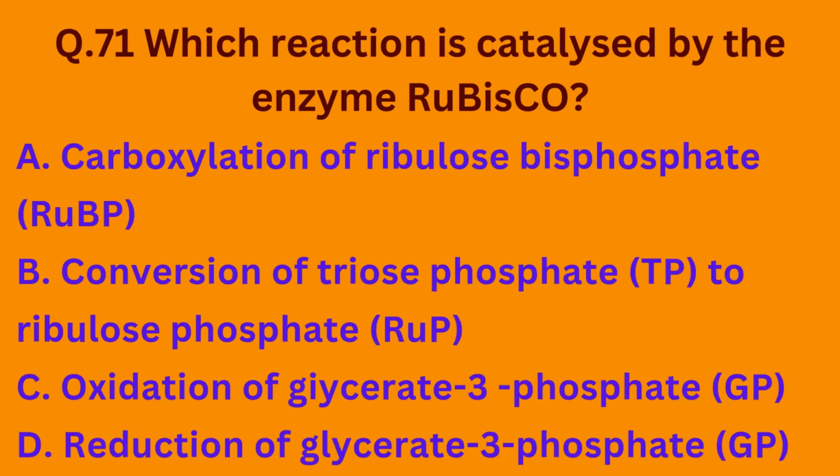Coming to our next question, question number 71. Which reaction is catalyzed by the enzyme Rubisco? Option A, carboxylation of ribulose bisphosphate. Option B, conversion of triose phosphate to ribulose phosphate. Option C, oxidation of glycerate 3-phosphate. Option D, reduction of glycerate 3-phosphate. So the correct option is option A, carboxylation of ribulose bisphosphate.